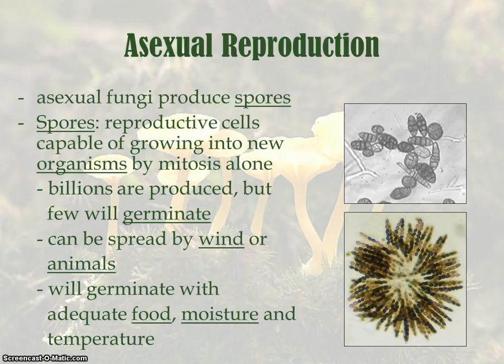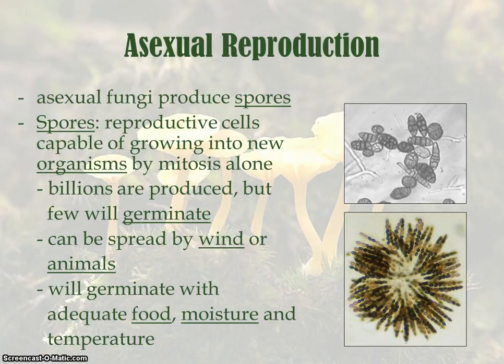When the spores of a fungus are produced, they only need a food source for energy, and then they can just grow through mitosis and reproduce. They're so small and lightweight they can be carried on the wind to different areas to find a favorable habitat for growth. They can also be spread by animals.